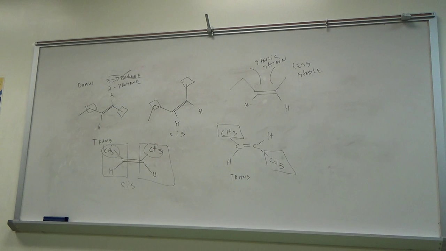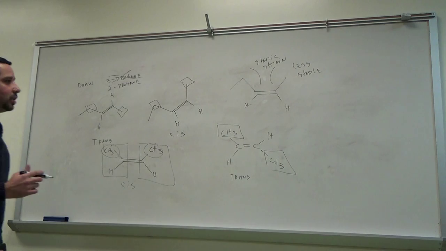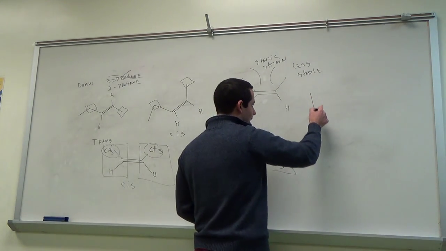Now, in a combustion analysis, remember how we did this combustion analysis before? Which one would release more energy, the least or the most stable? The one that would release the most energy is the one that is the least stable, which is cis. And of course, what you need to remember about this is like a little graph.